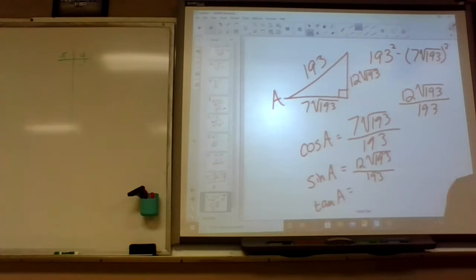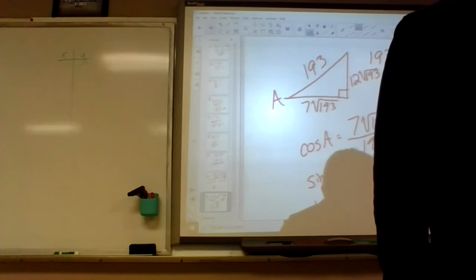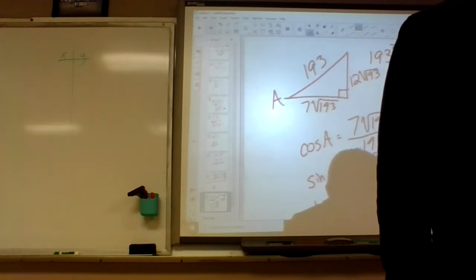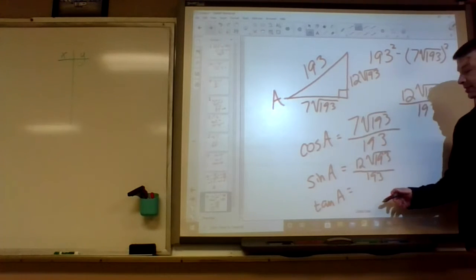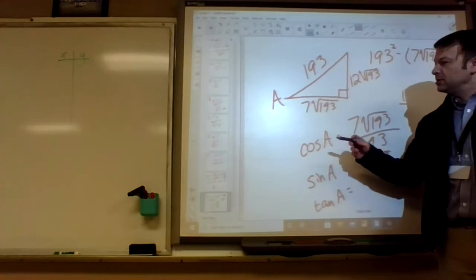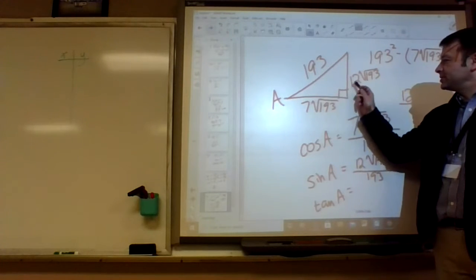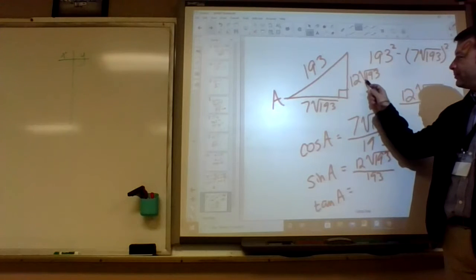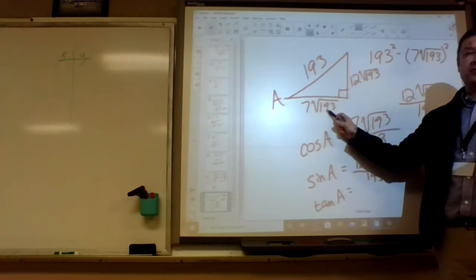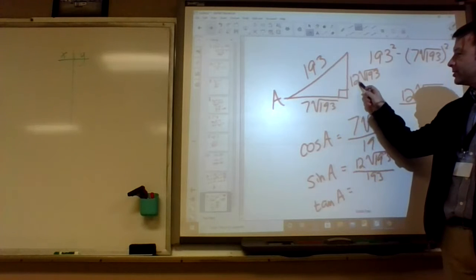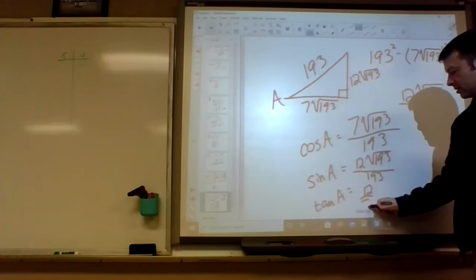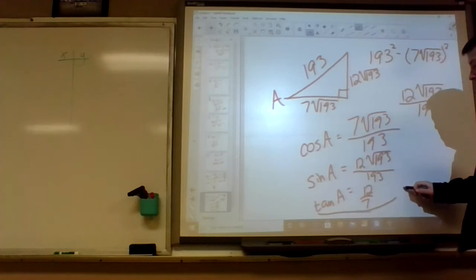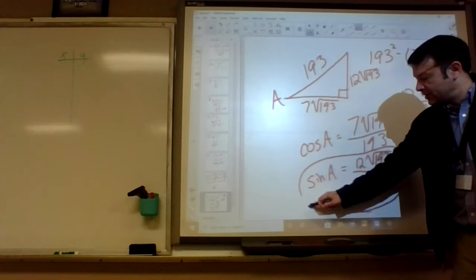They chose some messy numbers. They could have been nice, but okay, and then we need tangent. Tangent is what over what? Opposite over adjacent. What happens when I put square root of 193 over square root of 193? It cancels out. So really it's just going to be 12 over 7, what we need. So just that stuff.